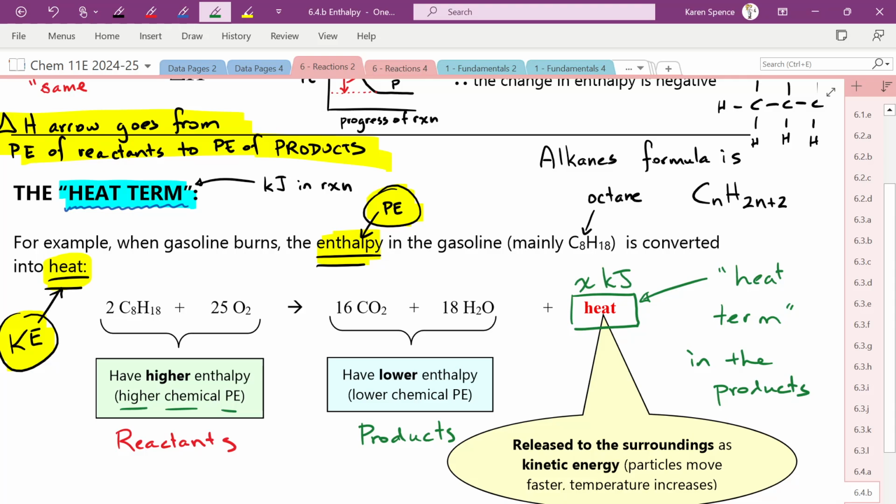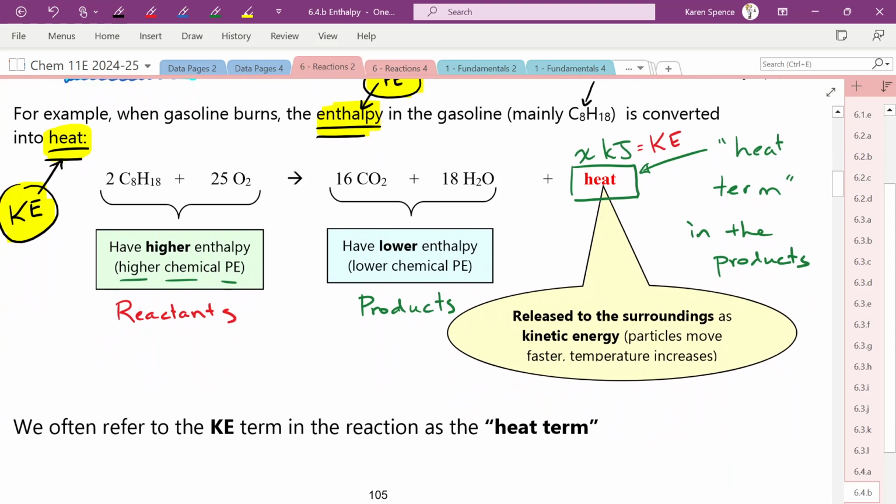What type of energy is the heat? Kinetic energy. And that is released to the surroundings as kinetic energy. The particles are moving faster, and therefore the temperature increases. So we refer to the kinetic energy term as the heat term. In fact, if you go out in the real world, I don't think anyone else probably refers to it as the kinetic energy term, but it makes so much sense when you're thinking about it that way, especially if you know temperature is a measure of kinetic energy. If you're releasing kinetic energy, then particles are moving faster and it feels warmer.